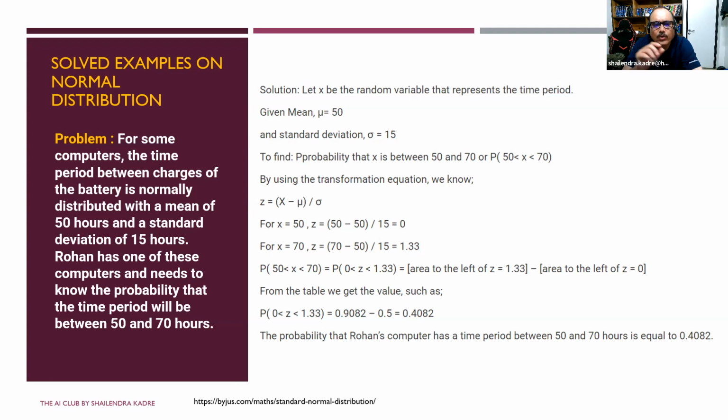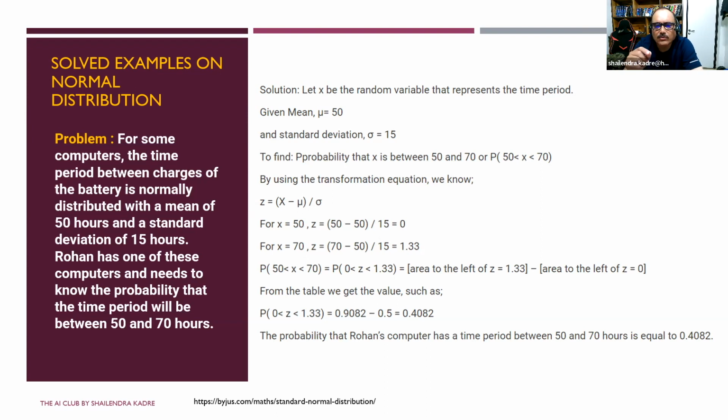Now we calculate the Z value first of all, for a equal to 50 and b equal to 70. See how it is calculated. For x equal to 50, the lower limit, z is equal to 50 minus 50 divided by 15, which is equal to 0. It is the mean, so for the mean the z value is 0. For x equal to 70, z is equal to x minus mu, which is 70 minus 50 divided by 15. 15 is your standard deviation. It is 1.33.